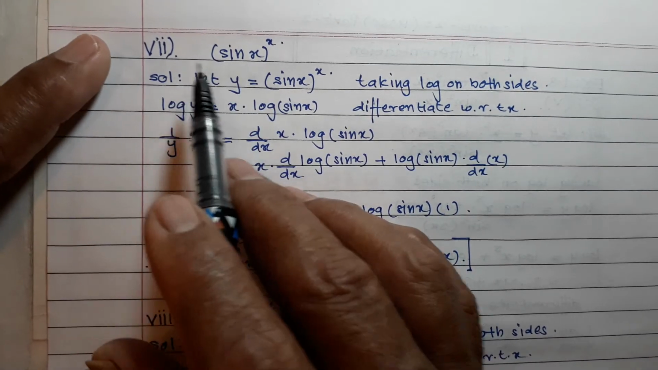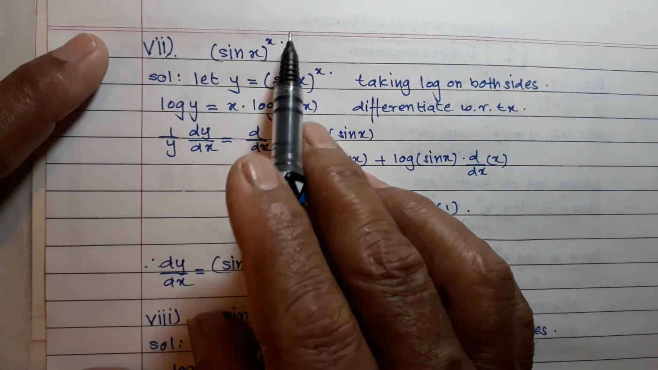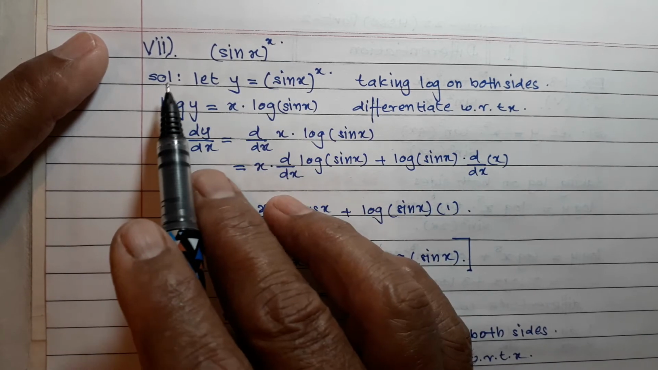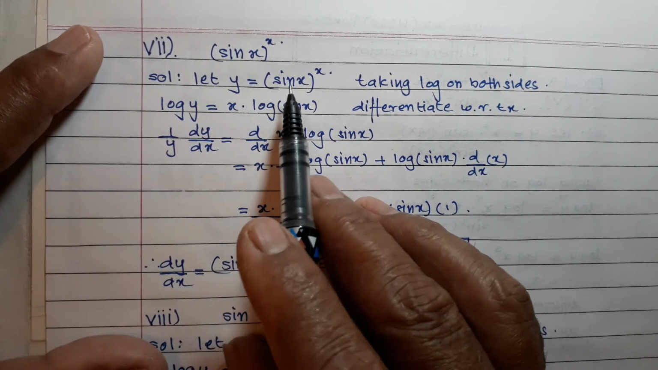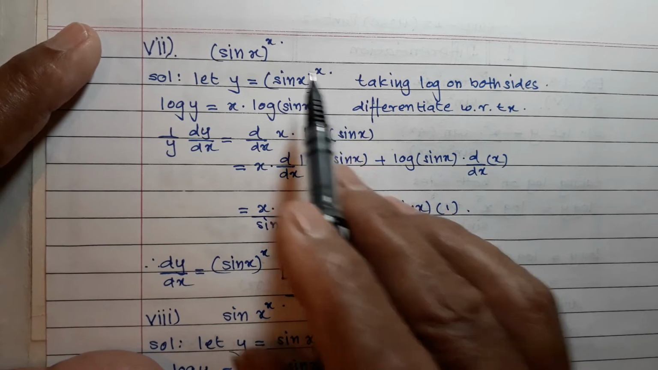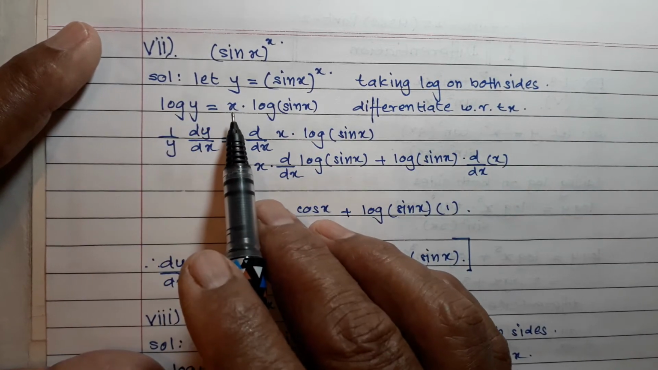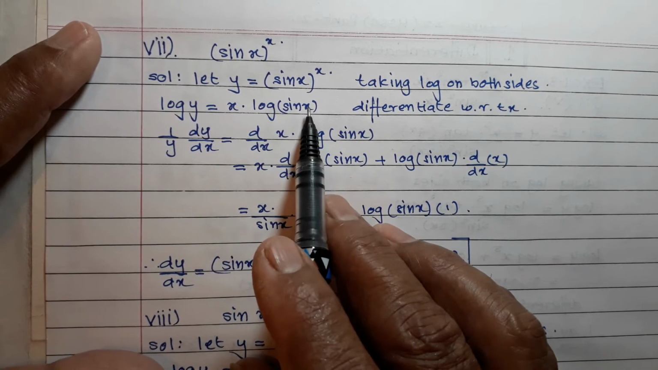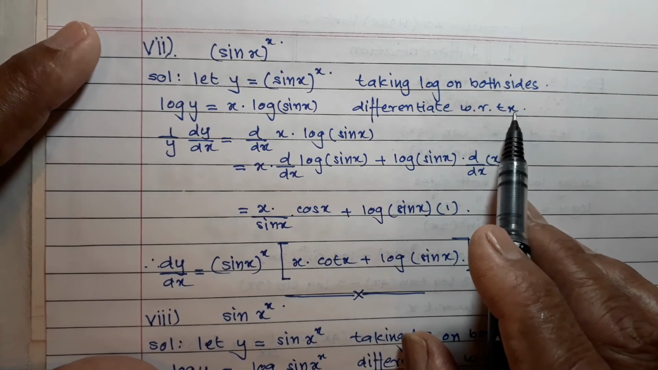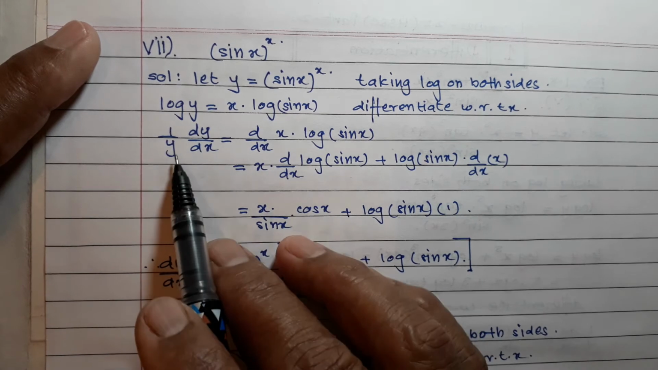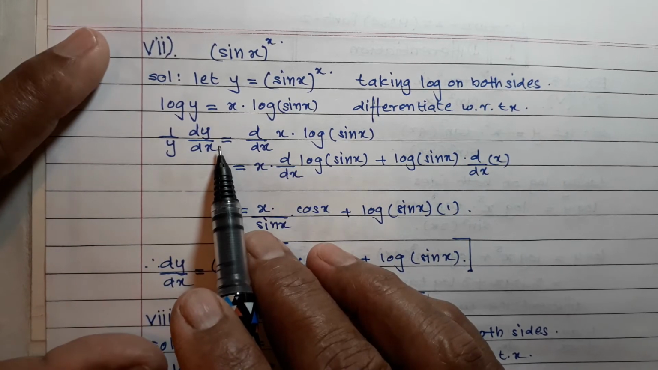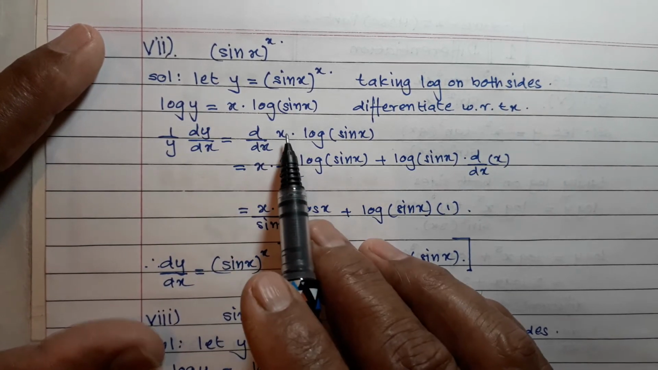Question number 7. y = (sin x)^x. Solution. Let y = (sin x)^x. Taking log on both sides, log y = x log sin x. Differentiate with respect to x.